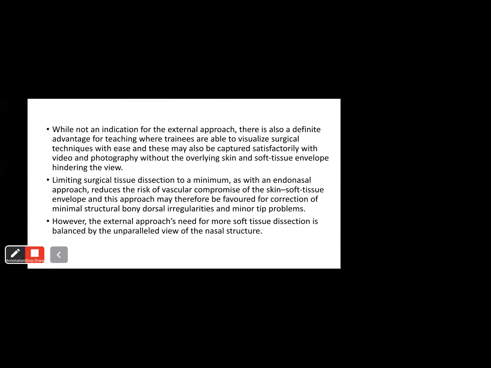I'll continue. Limiting the surgical dissection to a minimum, that is, we don't want to dissect as much. Whatever is needed, that only we will be doing, as with an endonasal approach. So this is the external approach we are talking about. There is an endonasal approach also for particular rhinoplasty. In that situation, it reduces the risk of vascular compromise of the skin, soft tissue envelope, and is also favored in the correction of minimal structural bony irregularities. If the dorsum of the nose, for example, the one which you are seeing and touching on the top, is involved, you can use this for minor tip problems.